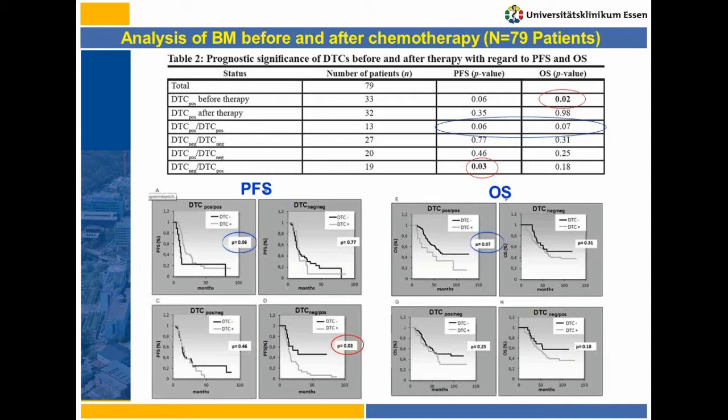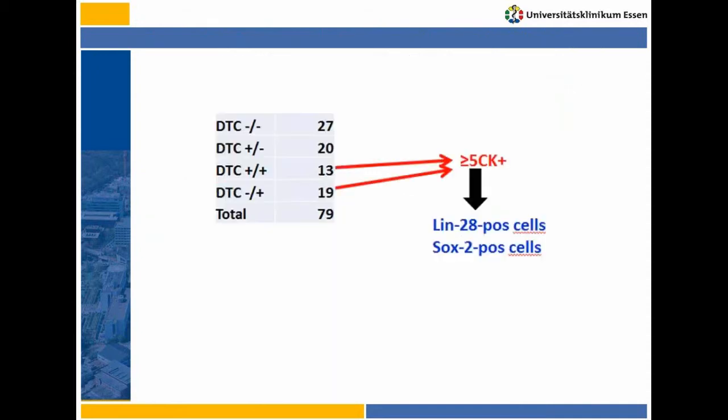And the next step was that we looked at the patients who had bone marrow positive cells after therapy. And of course, we had to do this analysis on additional slides which were left in the freezer. To see an effect or to have an image of the number of positive cells, we only analyzed patients where we found more than 5 cytokeratin positive cells, to be sure that we would also find cells on the residual slides. And as a stem cell marker, we chose Lin28 and SOX2 because they were discussed to be relevant in ovarian cancer.